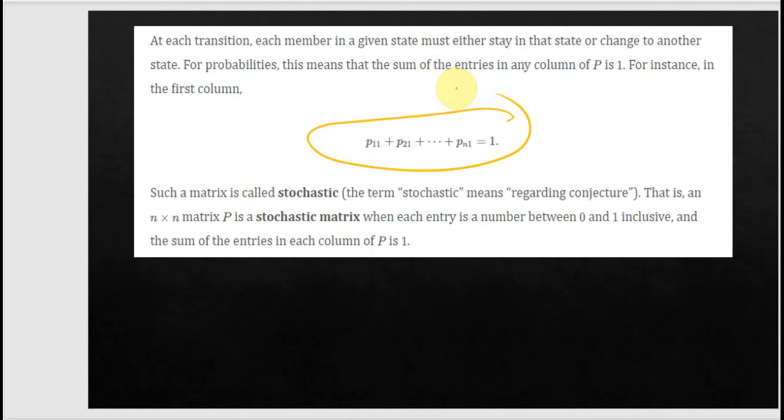Here, the idea of a conjecture simply says there's a question that needs to be answered. So this transition matrix P is called a stochastic matrix when each entry is a number between 0 and 1 inclusive, and the sum of the entries in each column of P is 1. So basically this stochastic matrix is just a probability matrix. That's all we're saying.